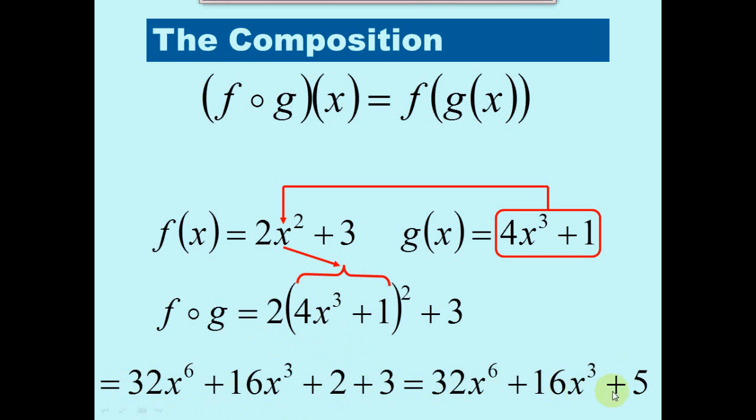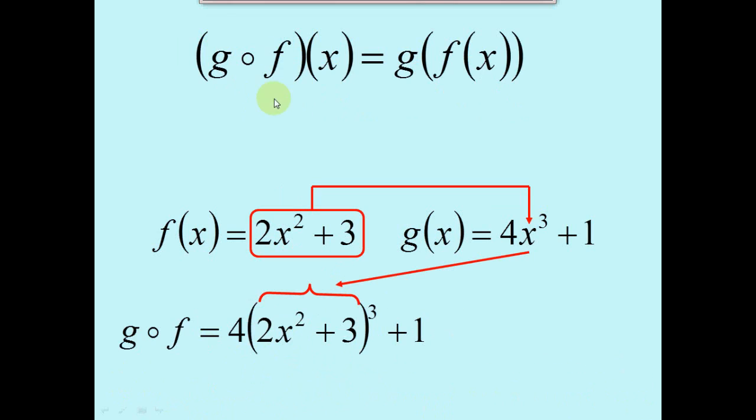So 2 plus 3 is 5, which is how they got that. When you have the other way around, meaning you have g of f of x, we take the f function this time and put it into the x of the g function. So what used to be squared in the previous one now is being cubed. So you can see that the answer would definitely be different. So let's see what happens.